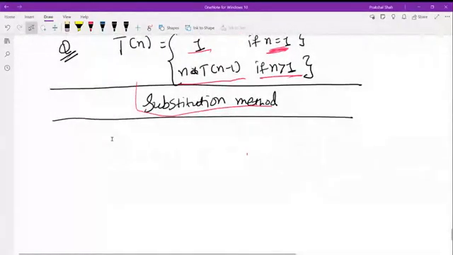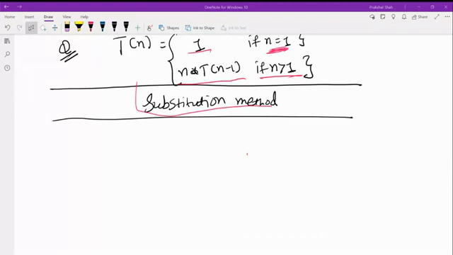Okay, so what we will do here? See, this was a pretty simple question. In here, whenever we have n equals 1, it will be our base condition. Otherwise it will be n into T of n minus 1, for every n which is greater than 1.